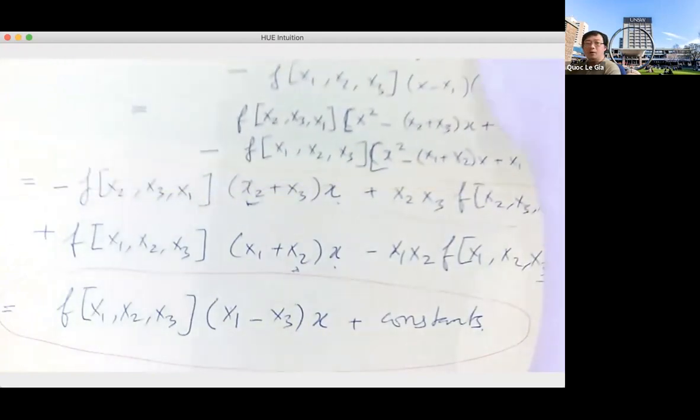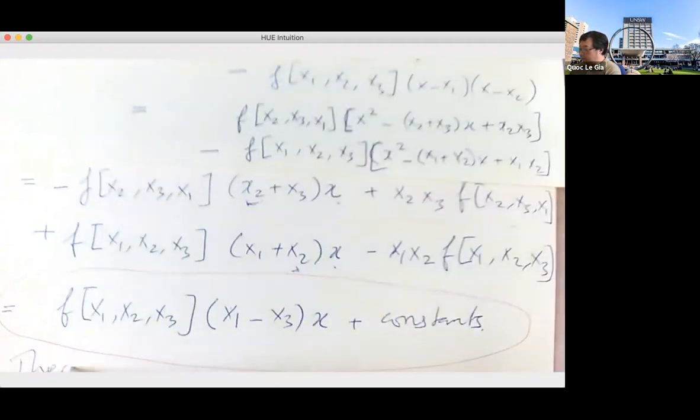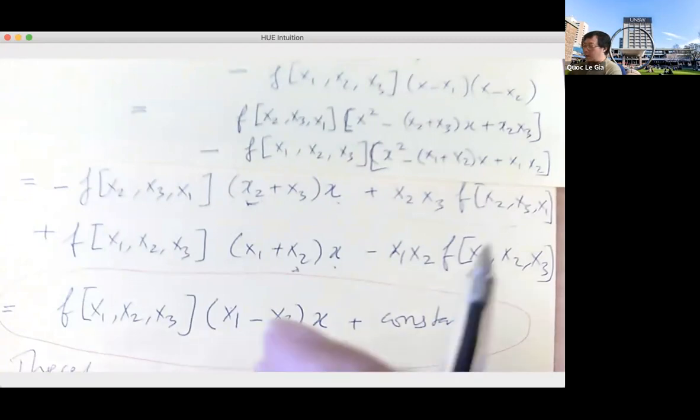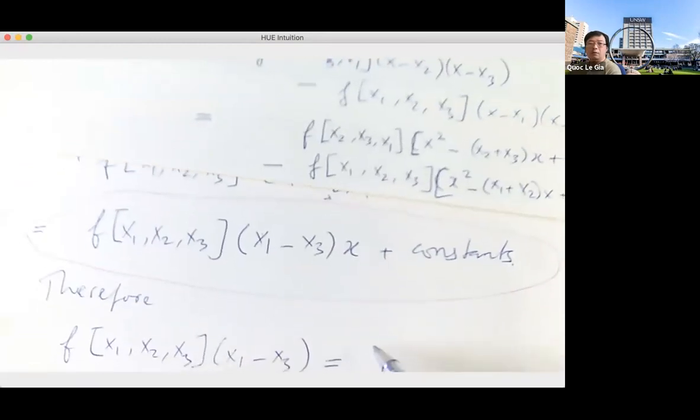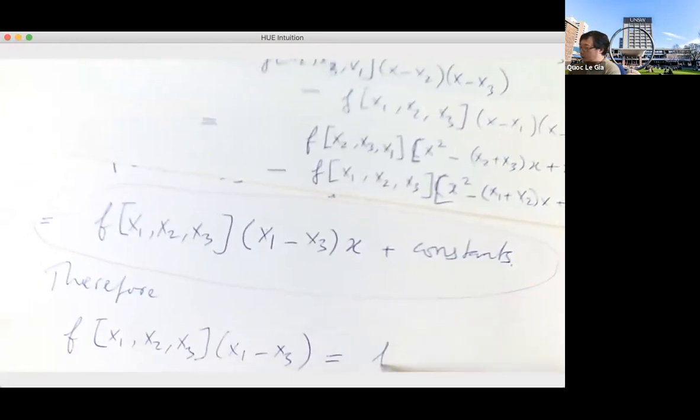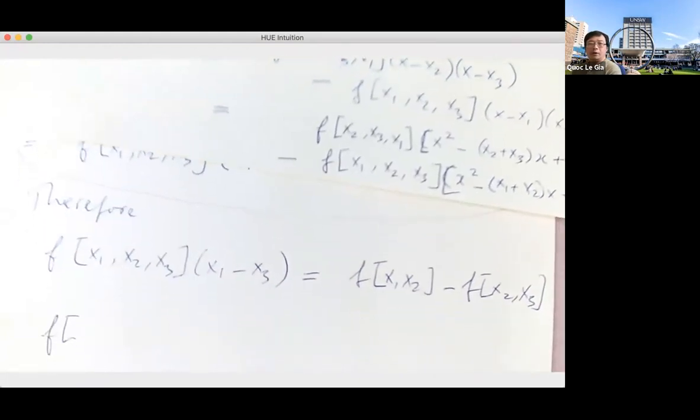Therefore you have f of x1 comma x2 x3 times x1 minus x3 equals f of x1 comma x2 minus f of x2 x3. And so this one gives you the formula for computing the divided difference over 3 points.